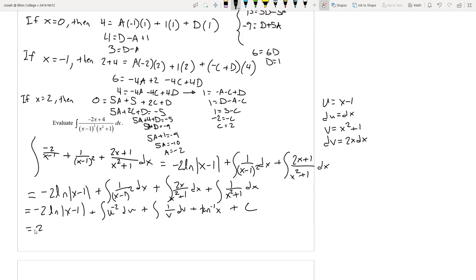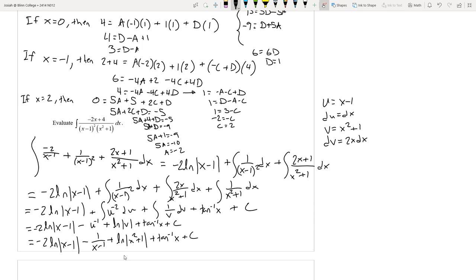So you have negative 2 natural log of absolute value of x minus 1 plus, well, it turns into minus u to the negative first, right? Dividing by the negative 1 gives us that minus there. Plus natural log of the absolute value of v plus inverse tangent of x plus c. And we'll go ahead and back substitute for u and for v. So u should be x minus 1, and then v is going to be x squared plus 1.